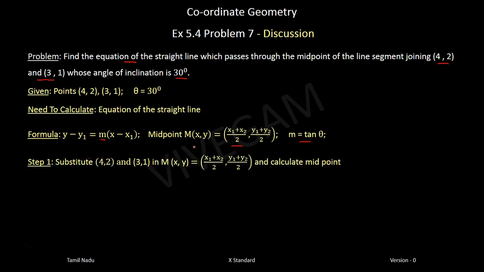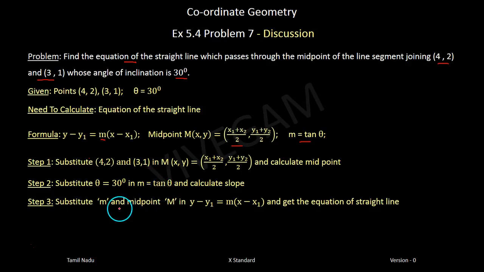So let's do the steps. Step 1. Substitute (4, 2) and (3, 1) in the midpoint formula and calculate the midpoint. So this is x1, y1, x2, y2, and using those values, calculate the midpoint. Now midpoint is done. Next, substitute theta equal to 30 degrees in m equal to tan theta and calculate the slope. Right. So now we have slope, we have 1 point. Substitute m, calculated in step 2, and the midpoint, calculated in step 1, in the equation y minus y1 equal to m into x minus x1, right? And get the equation of the straight line.